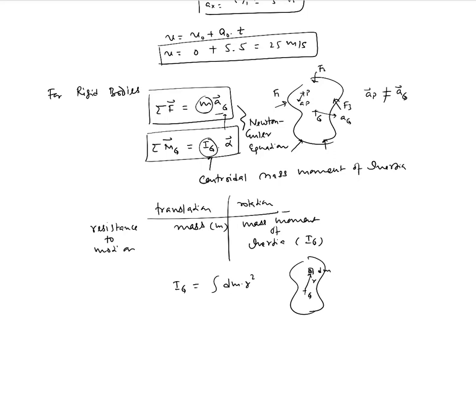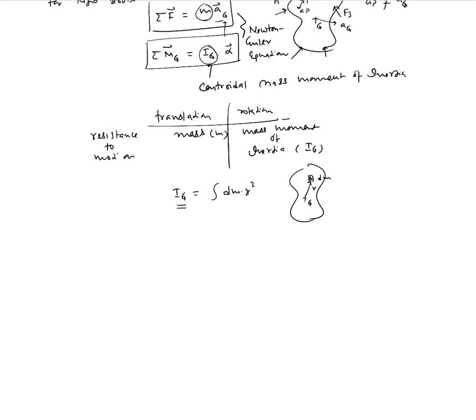So you can imagine if the mass is distributed far away from the center of mass, then this centroidal mass moment of inertia will be a larger term, as opposed to the situation when the mass is closer to the center of mass. So when would that happen? Let's say I have a big ring, and this ring is of some small thickness. This is the ring, and right here is the center of mass, G.